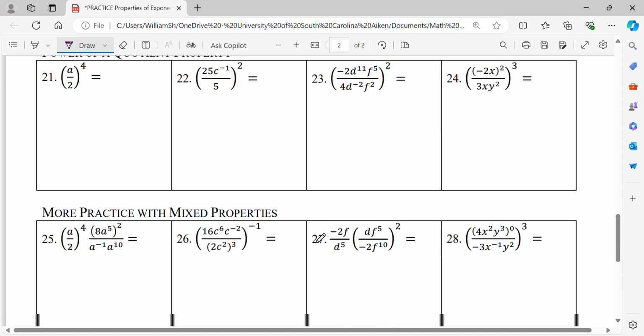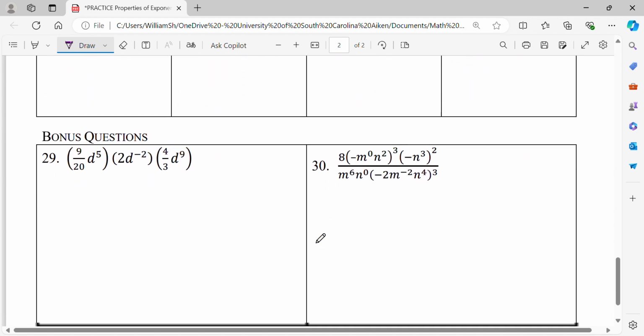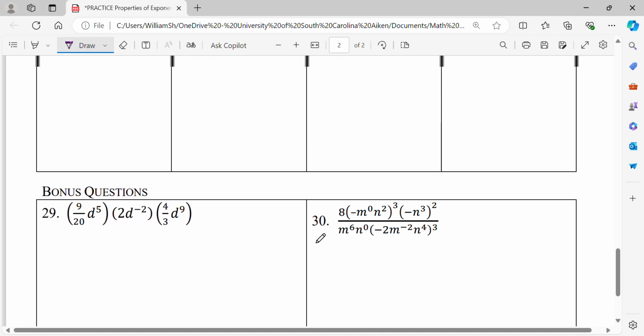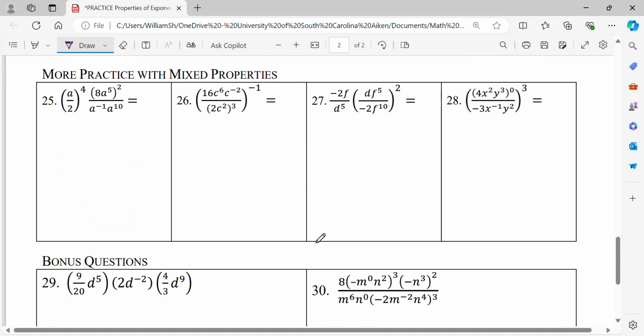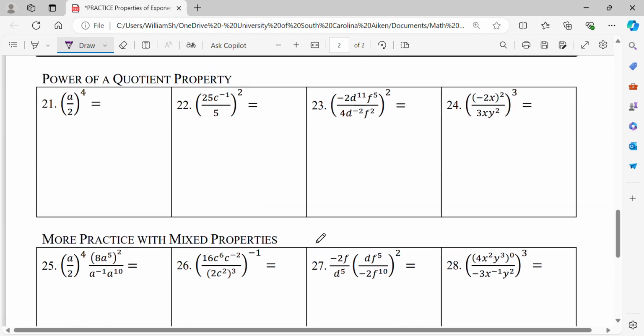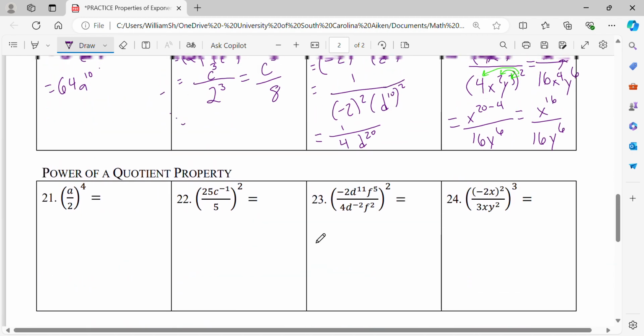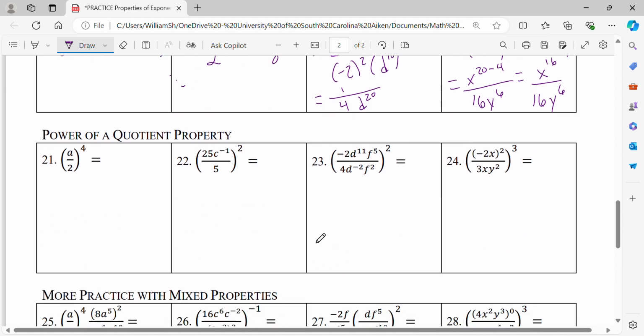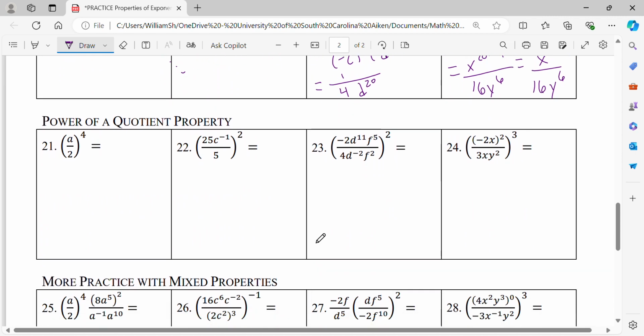Okay? Alright. Now, I'm going to go all the way up to 24. I'm going to leave the more practice and mixed properties with you. What I want you to do is go through those more practice and mixed properties and the bonus questions here. Try those on your own and email me if you have questions or if you want me to check your answers. Before we get there, let's go ahead and do the power of a quotient property.